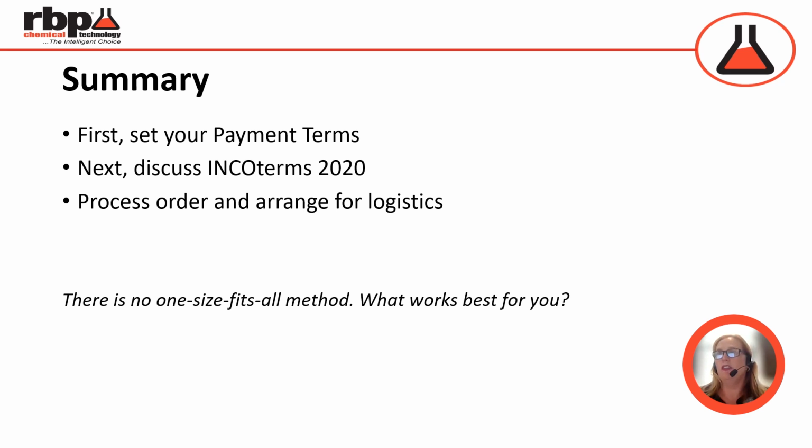So in summary, with all these different terms that you need to consider in an international transaction, the first thing you want to do is set your payment terms. Again, this is going to be done more so by the seller. And once you do decide how you're going to get paid for the transaction, then you discuss Incoterms. Once you know who is taking responsibility of what during the export import process, you're pretty much ready to do business. You can process the order, arrange for your logistics, and hopefully both the buyer and seller are happy in the transaction. There is no one size fits all method for this. You have to do what works best for you, your business, and your particular customer.